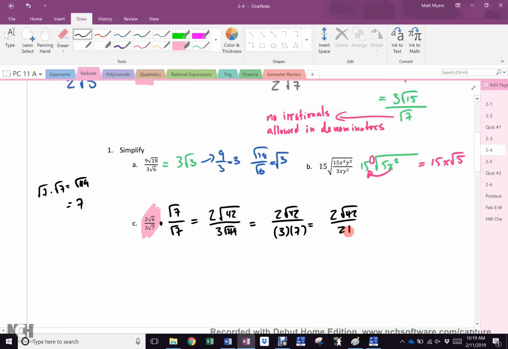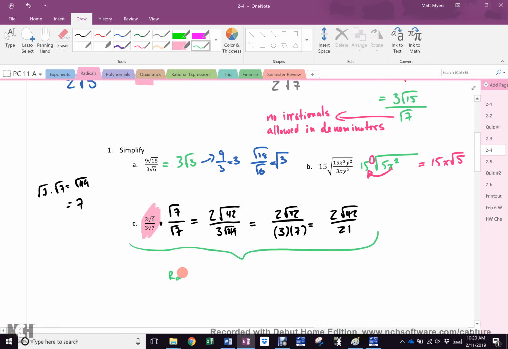Does 42 simplify? 2 times 3 times 7. Any pairs? No. So this is done. We are allowed to have this, but we cannot divide by an irrational number. Everybody cool?